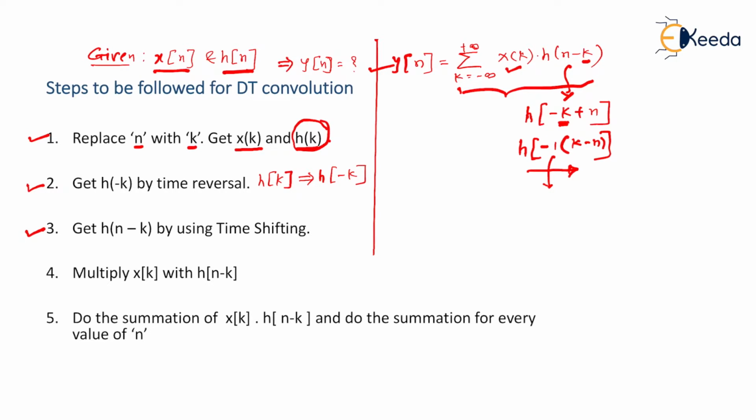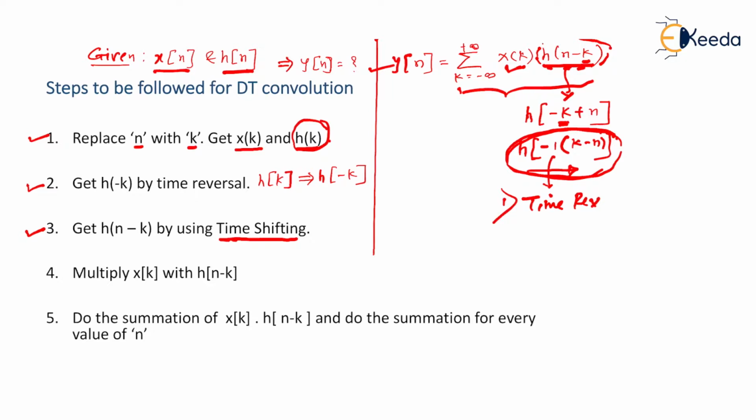Step number 3 says get h of n minus k. Why to get h of n minus k? Obviously because formula demands it, because as I said, x of k is already available in step number 1, h of n minus k was pending. So to get h of n minus k, you have to use a time shifting property. And why so? Because you know that whether you see this h of n minus k or this term, it is one and the same thing, right? So in this, first of all, what you did is time reversal.